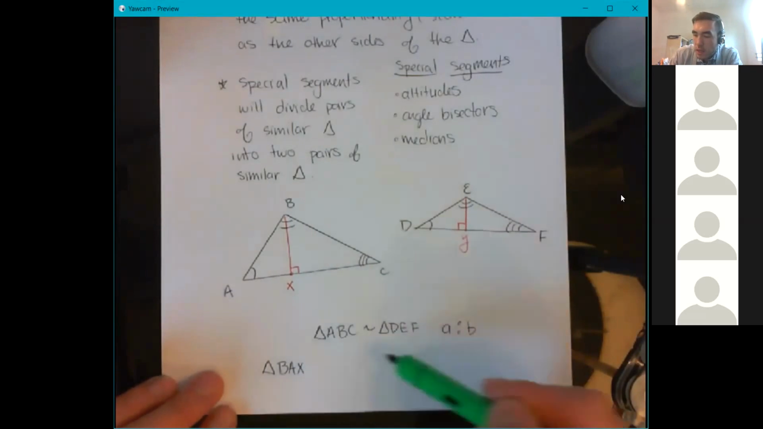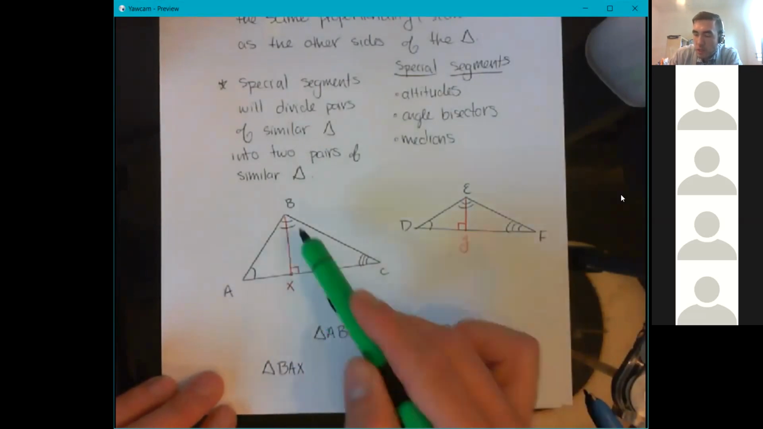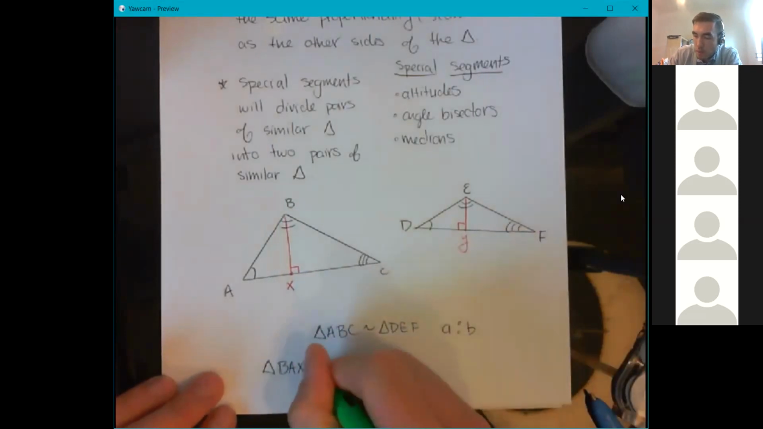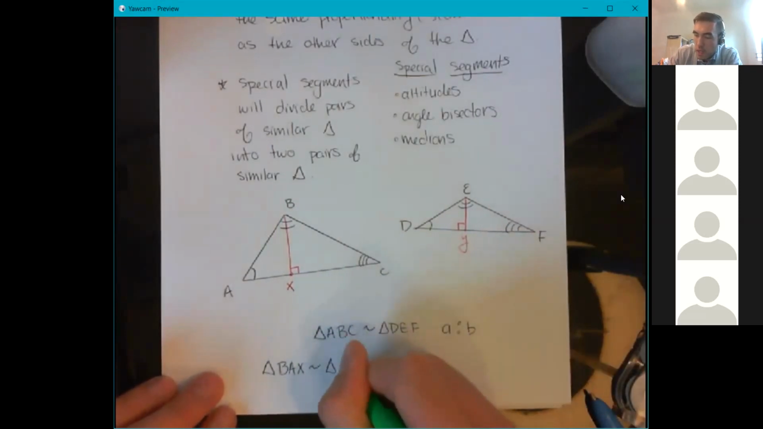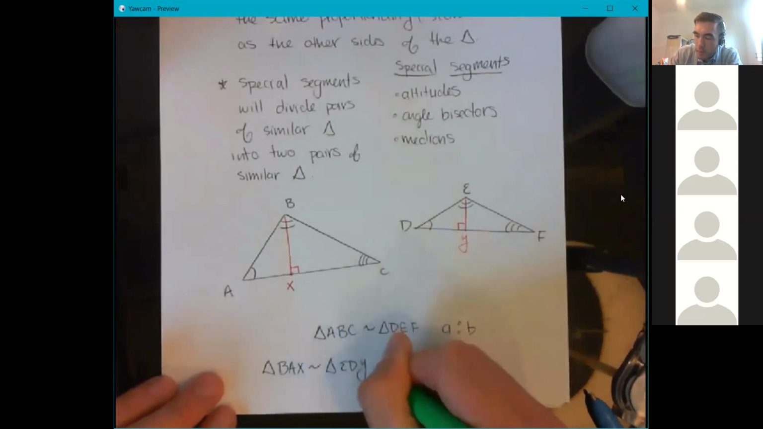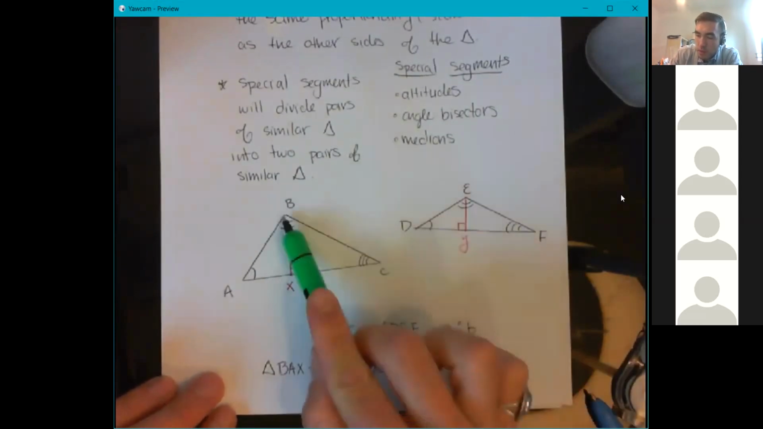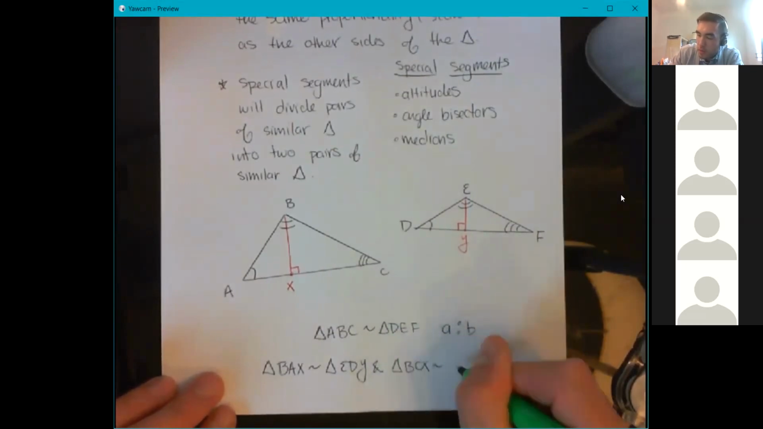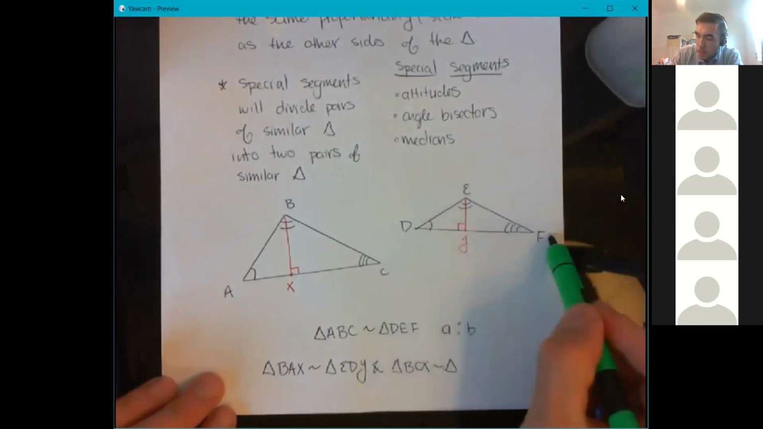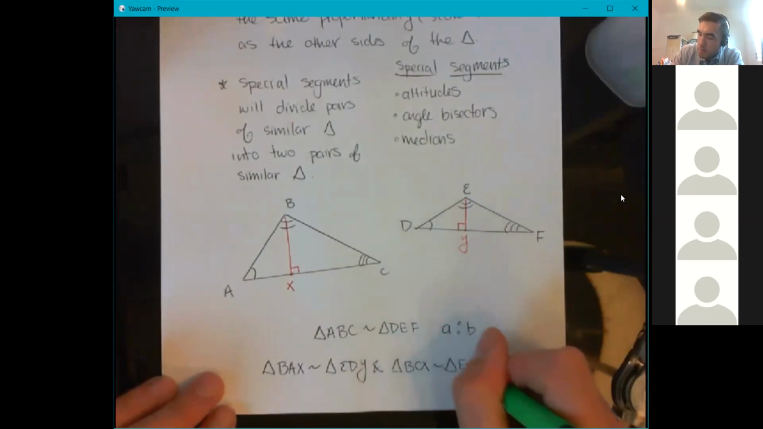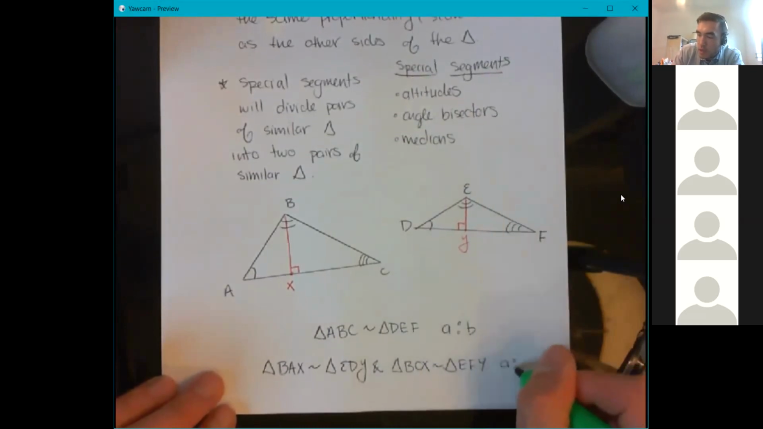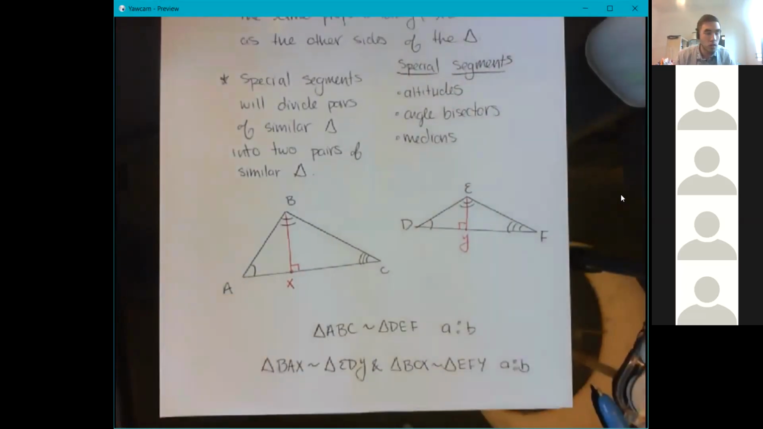Based on the way that this altitude is tossed in here, triangle BAX would have to be similar to triangle EDY. For the same thing on the right, triangle BCX would have to be similar to triangle EFY. Both of these similarities will keep the same ratio that they did before. Both of these similarities will go as a to b. Okay, what was the question?